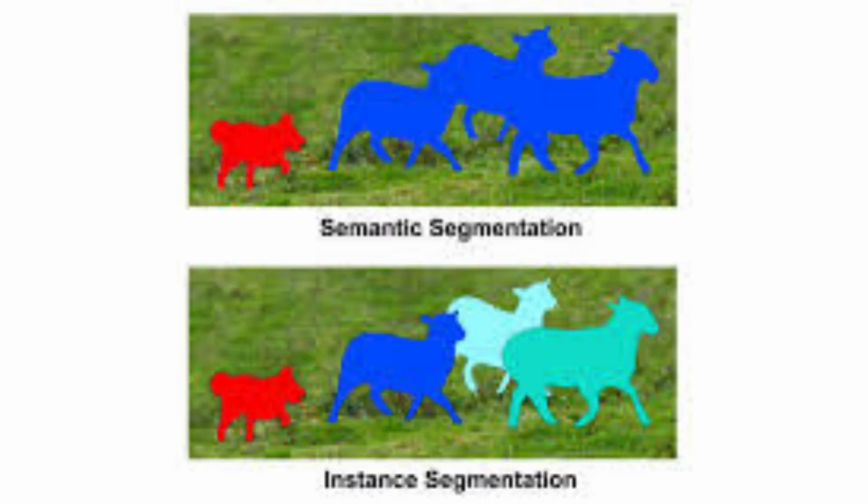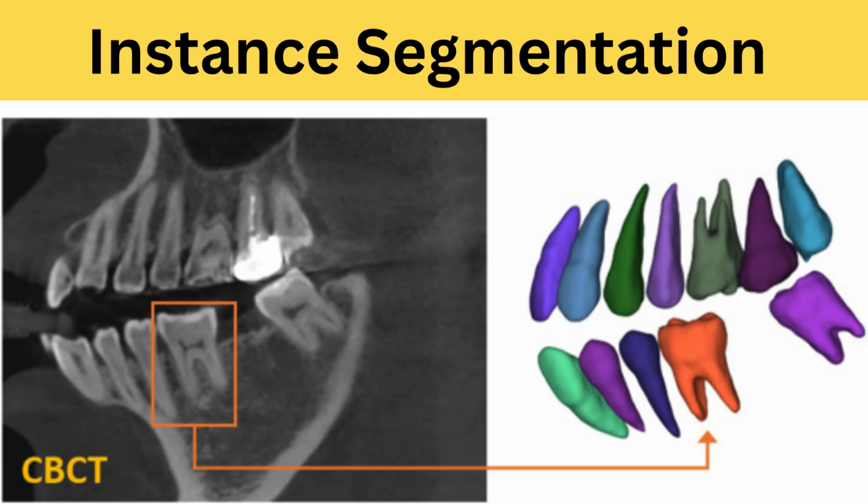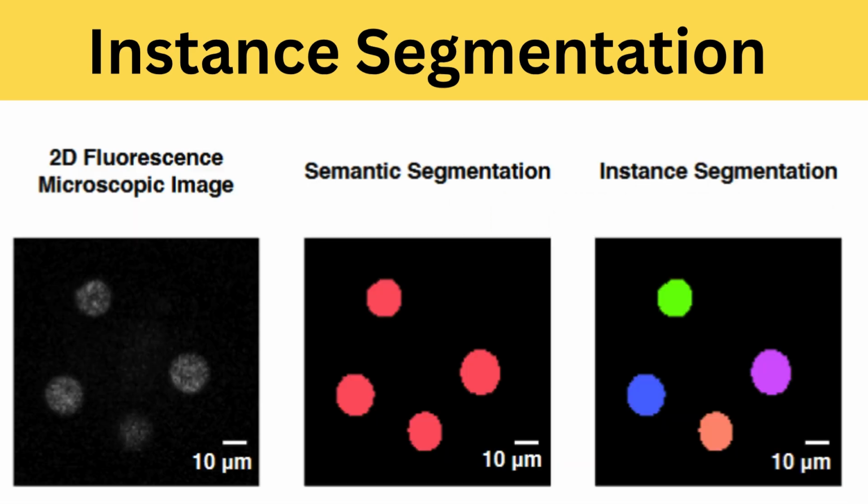In this picture, a single dog gets the red color, but each of the three sheep gets its own distinct color. In this dental scan, every single tooth is individually identified and masked with a unique ID, allowing a precise isolation. This fluorescence microscope image isolates 4 different cell instances for individual measurement and analysis.